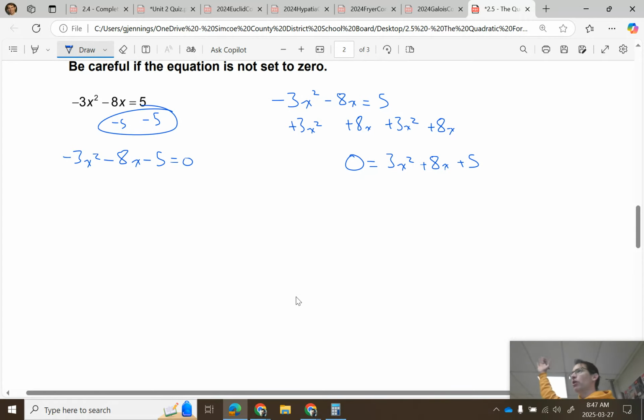Wait, but Mr. Jennings, aren't those two things different? Because one of them's negative and one of them's positive. They are different. But there's something the same about them. The roots are the same.